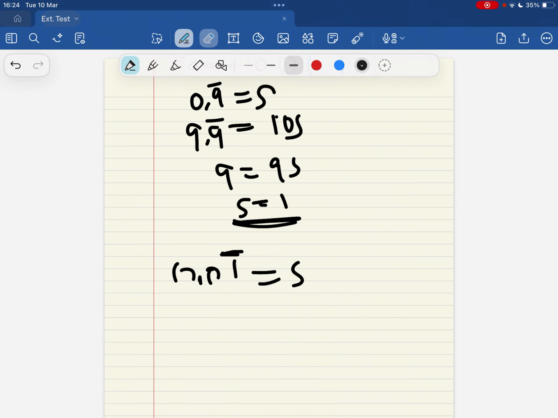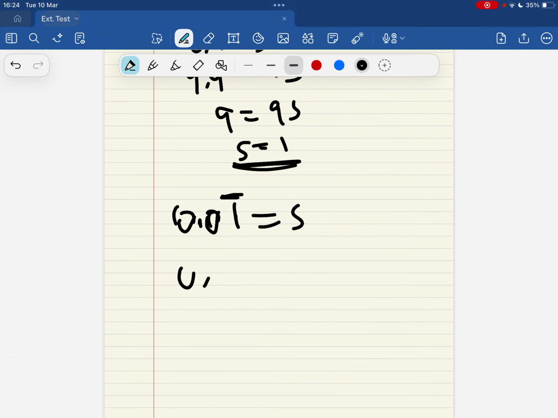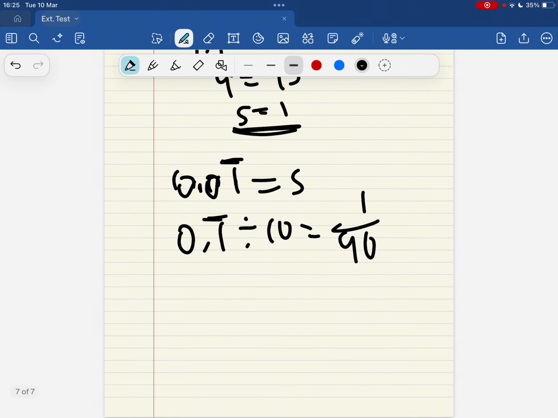This 0.01, okay, is basically just 0.1 repeated divided by 10, right? 1 repeated divided by 10, which is just equal to 1 over 90. Okay, that one should be a bit obvious.